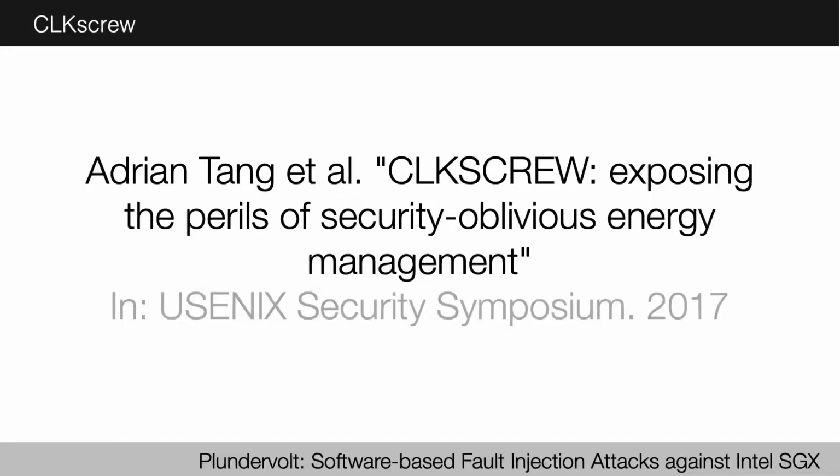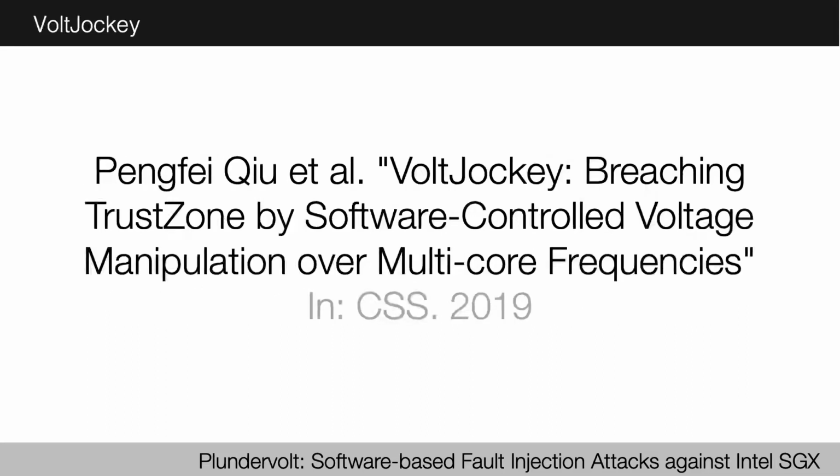But not anymore. In 2017, Clockscrew created a new class of fault attacks. On an ARM processor, they caused faults and leveraged those faults on a Nexus 6 to infer a secret AES key that was stored within TrustZone, which is a TEE, and to trick TrustZone into loading a self-assigned application. In 2019, VoltJockey achieved very similar results, but this time looking at voltage.